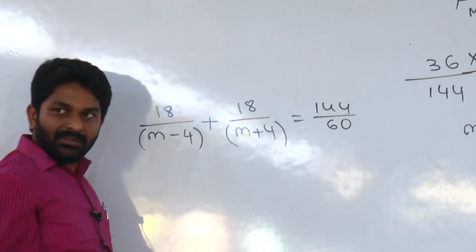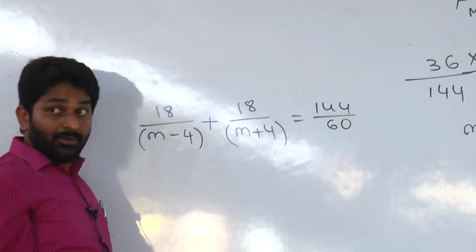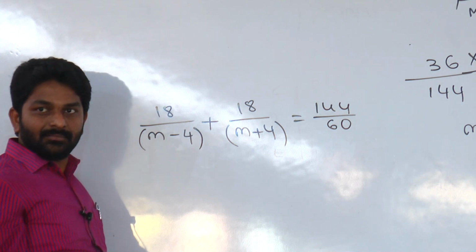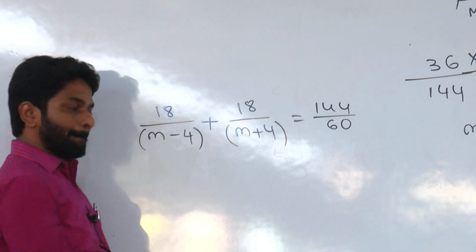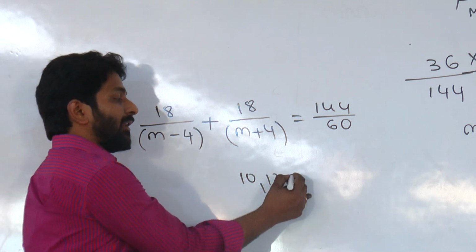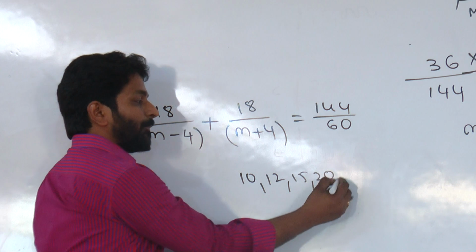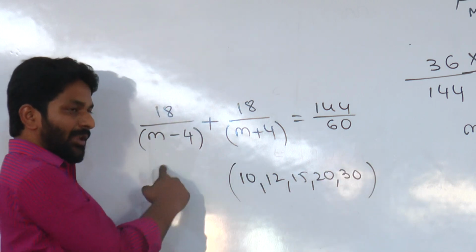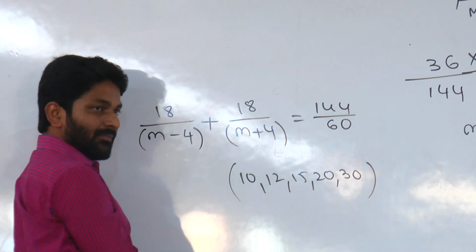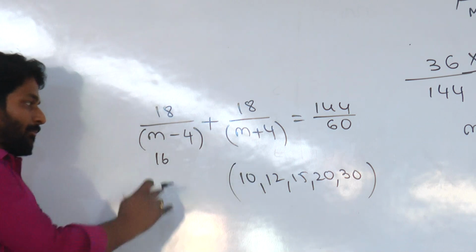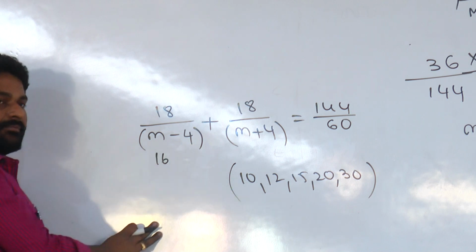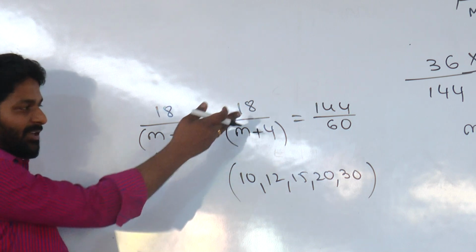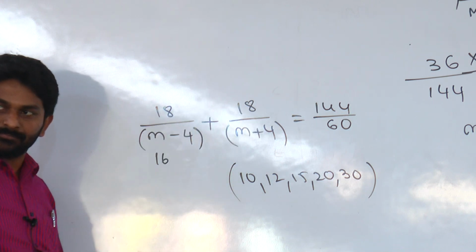I know the 5 number set, those who came for today's morning class. 5 number set: 10, 12, 15, 20, 30. M minus 4 and m plus 4, both of these values should be in it. 16 minus 4, 12. 16 plus 4, 20. LCM of 12 and 20 is 60. I'll go with that.